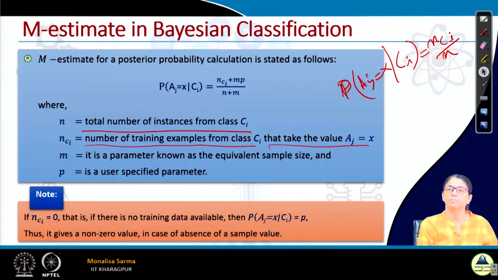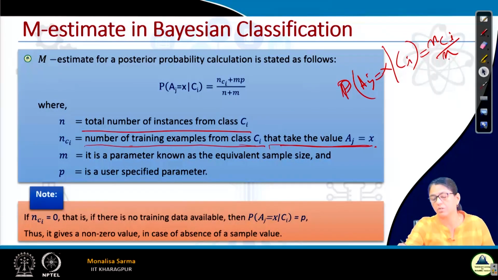In my previous example, given that my attribute value is weekday, and that the flight has arrived late, what is the probability that my day is a weekday? That is my posterior probability. So, the number of training examples from class Ci that take the value Aj equals x. In the usual case, I use this expression nC_i by n.